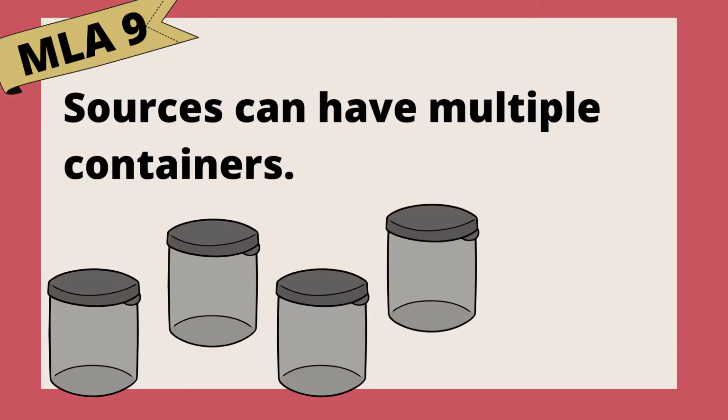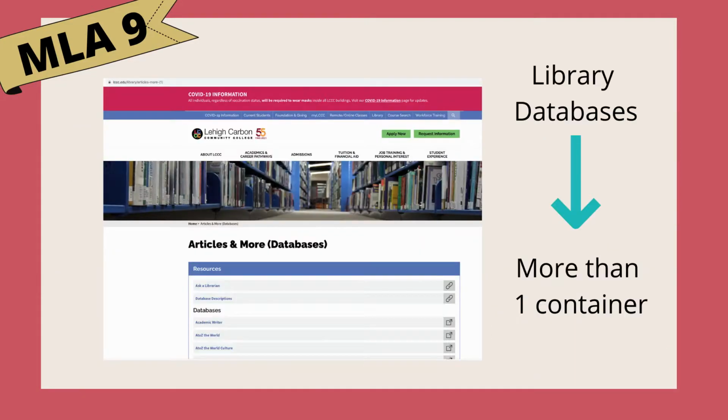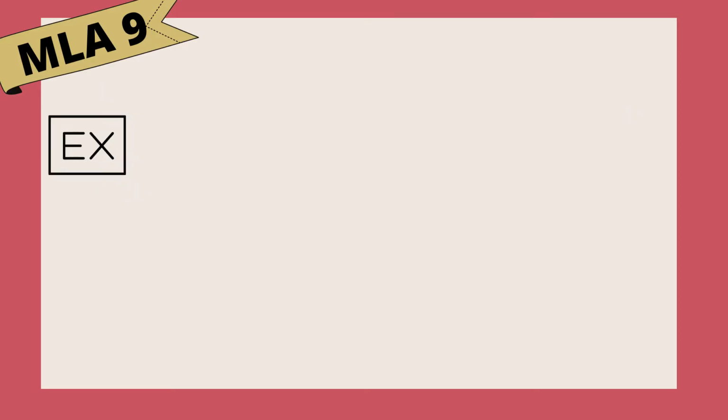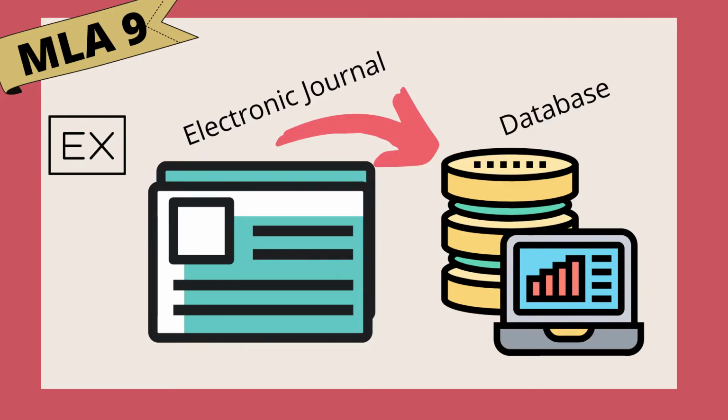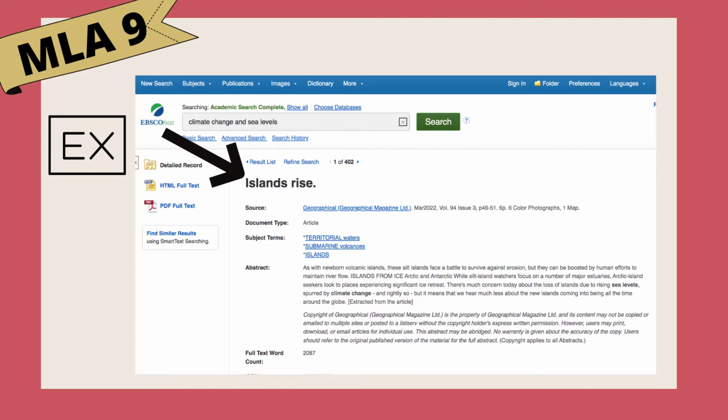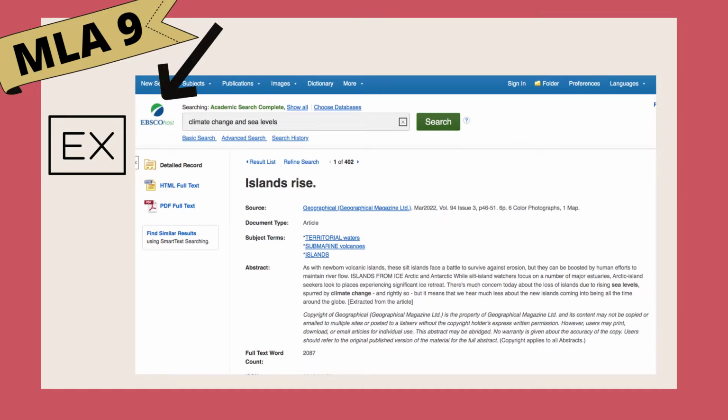Sometimes a source will have multiple containers. If you use the library's databases to find sources, it's likely you will have more than one container. For example, an article found in an electronic journal has two containers. The source is the article, and the first container is the journal in which the article appeared. The second container is the database that contains the journal.